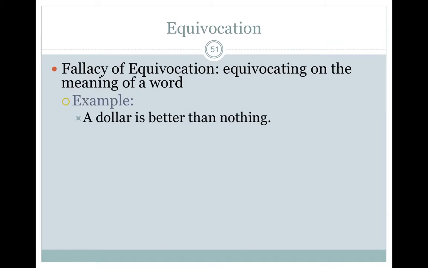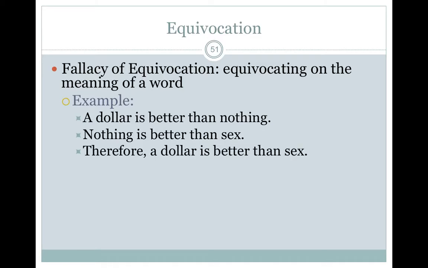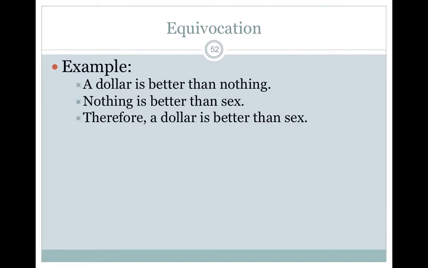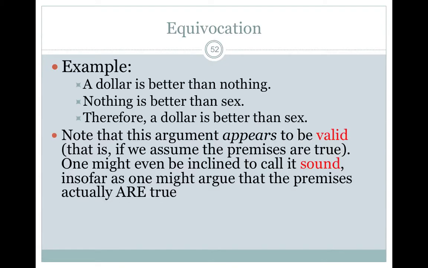$1 is better than nothing. That seems true, right? Nothing is better than sex. Maybe that's true. Therefore, $1 is better than sex. Well, what's wrong with this? I mean, it seems obviously that this conclusion is false. But given the way that we've defined validity and soundness, it seems like it's a perfectly good argument, right?